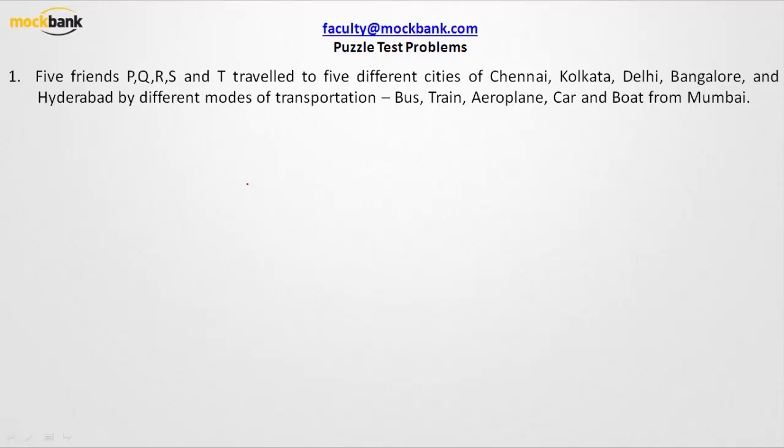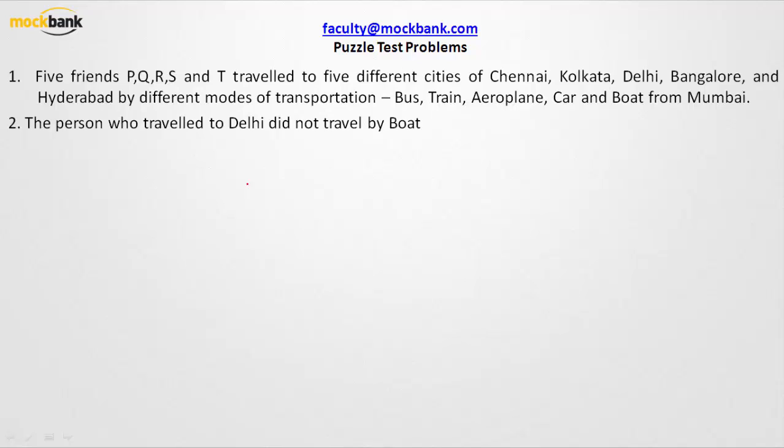So the first statement says that five friends P, Q, R, S and T traveled to five different cities of Chennai, Kolkata, Delhi, Bangalore and Hyderabad, and by a different mode of transportation: bus, train, aeroplane, car and boat. And the place that they are visiting from these places is Mumbai. So one thing that is very clear in this problem is there are three variables: friends, cities and mode of transportation. Let us see what else is given in the problem.